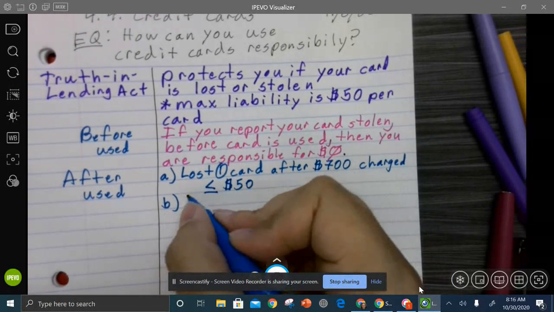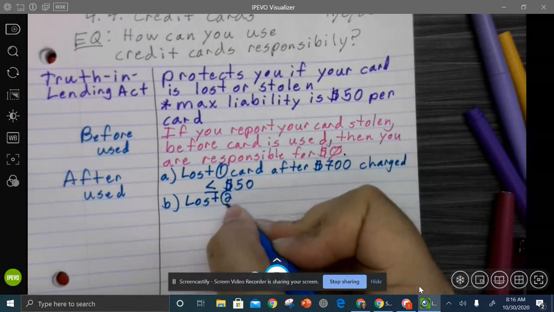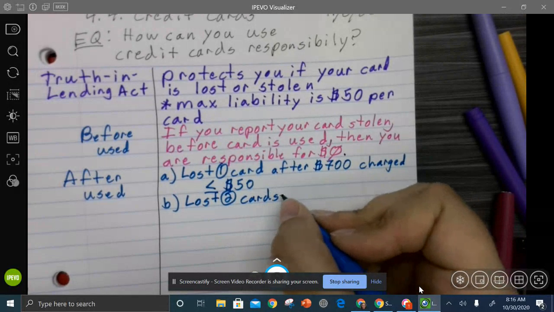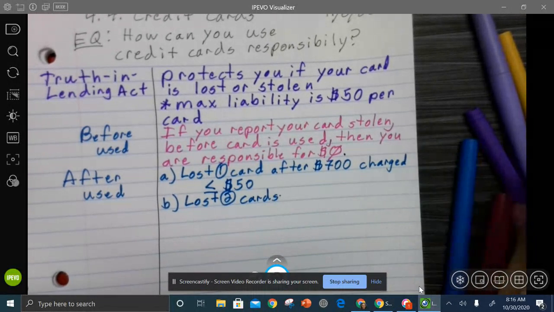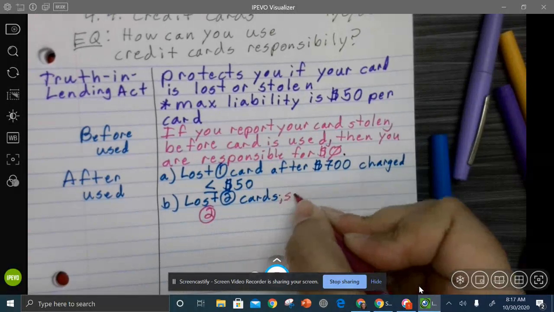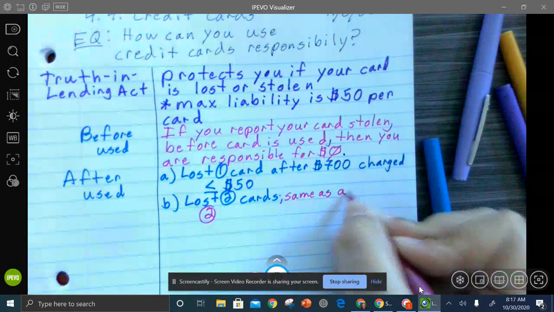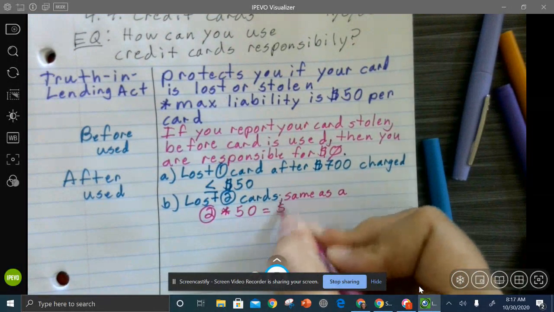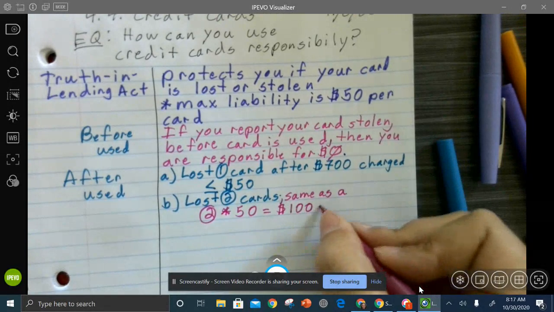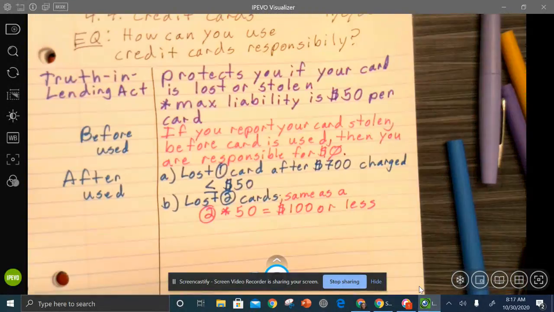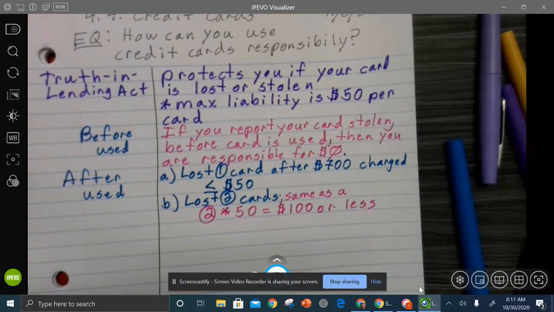If you lost 2 cards, then you're going to be responsible for 2 cards times 50, so $100 or less. So you want to keep track of your cards and make sure that you're reporting them stolen.